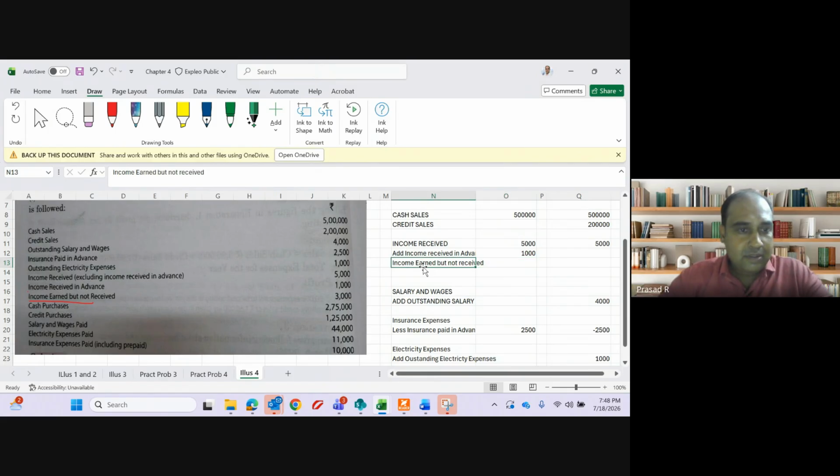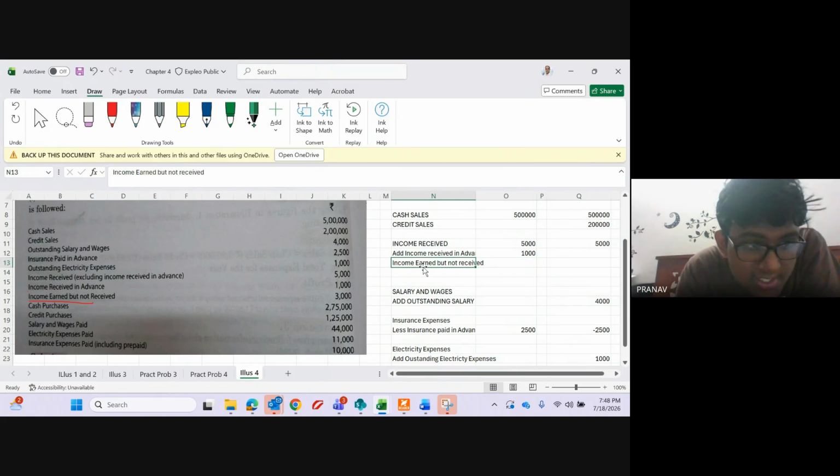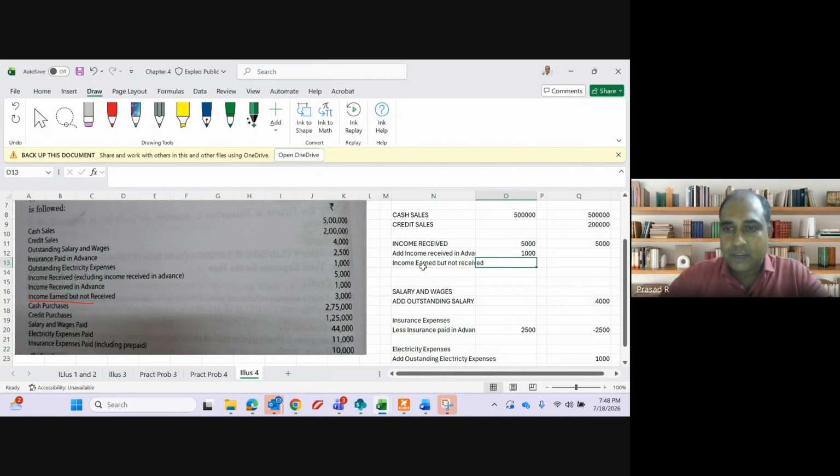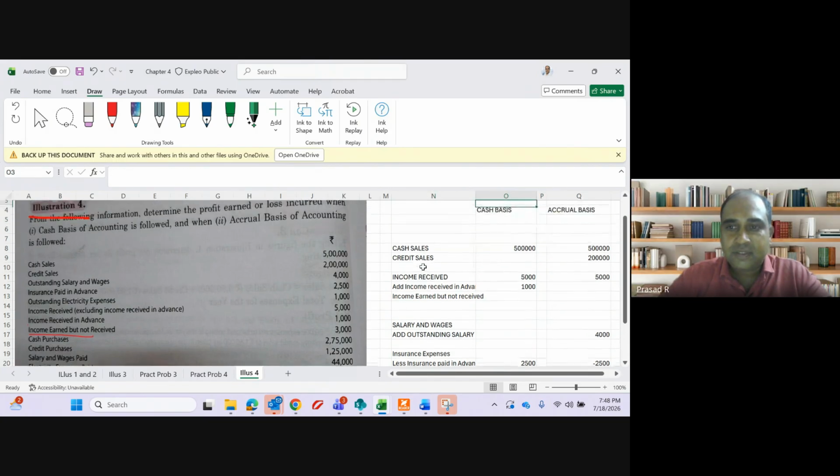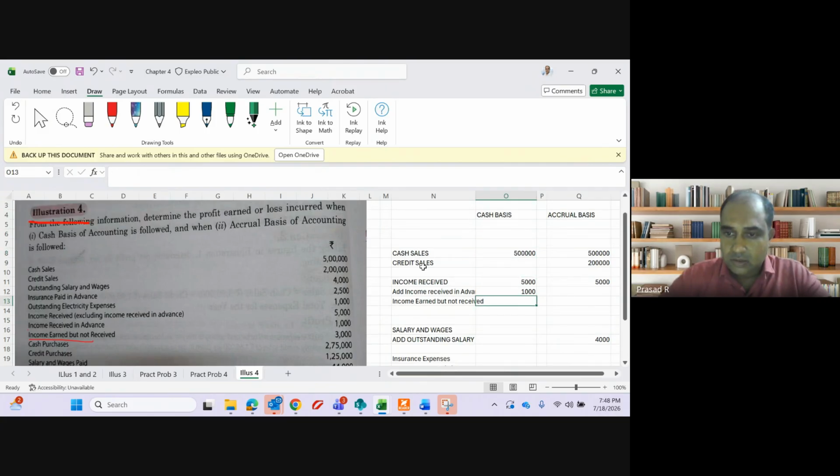Income, 3,000. The income earned but not received. If it is not received, will it come under cash basis? No, sir. But in accrual basis, we have to show this 3,000 rupees as income. Clear?